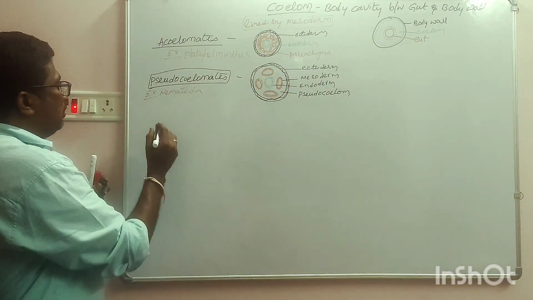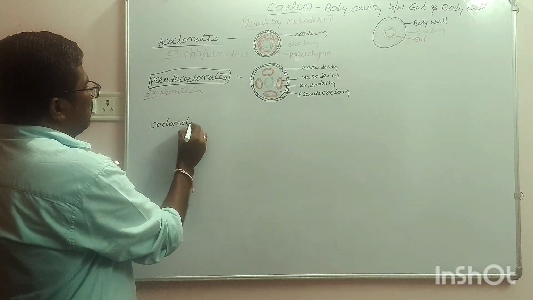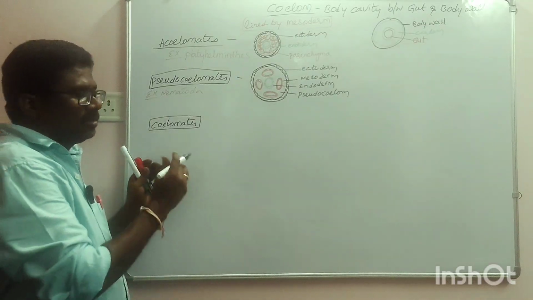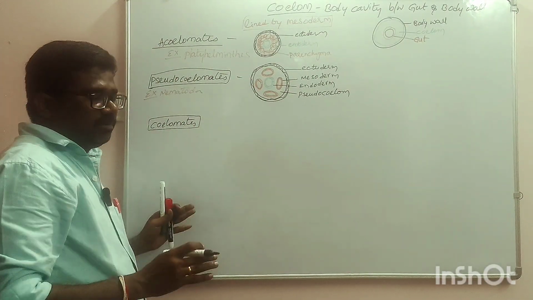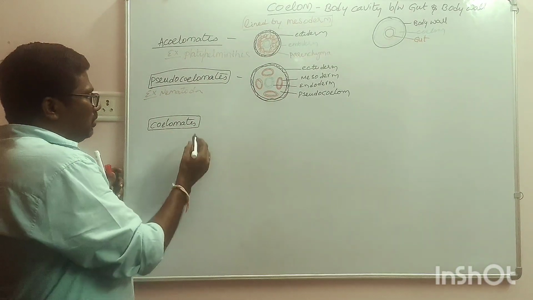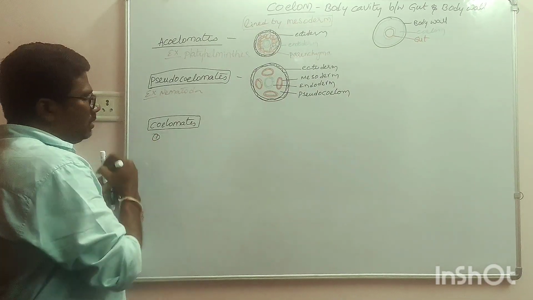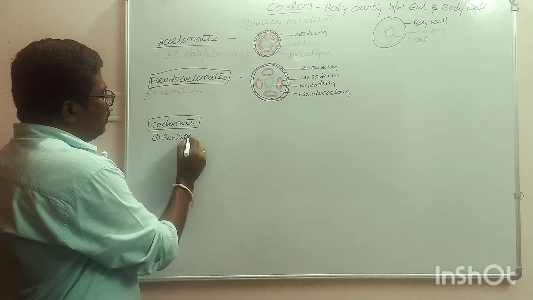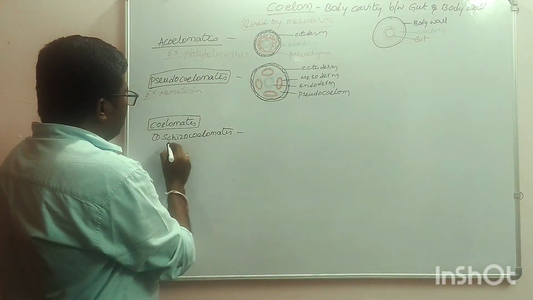Lastly, one more is coelomates. These are the true coelomates. These will have true coelom. But in all the coelomates, this coelom will not be formed in the same way. It will be formed in two different ways. So based on how the coelom is formed, we can divide this group of organisms into schizocoelomates.